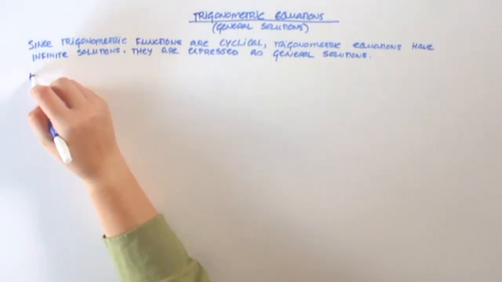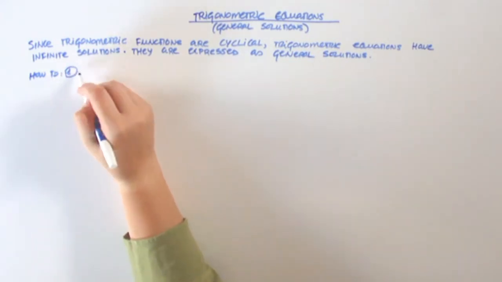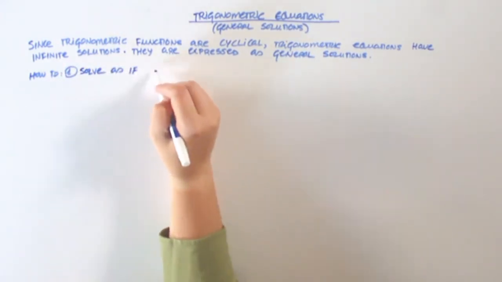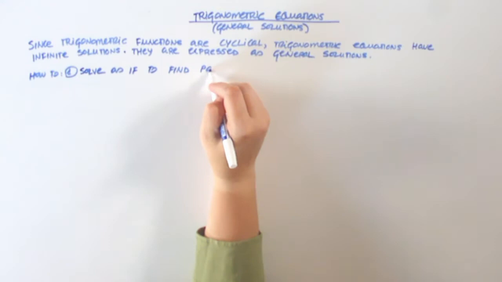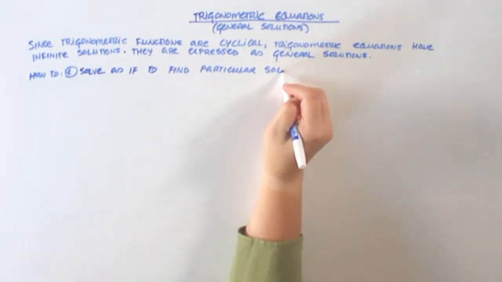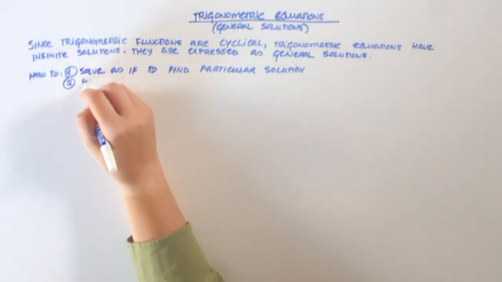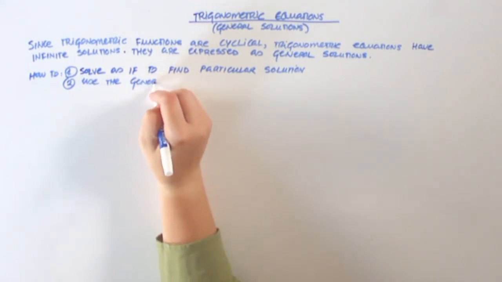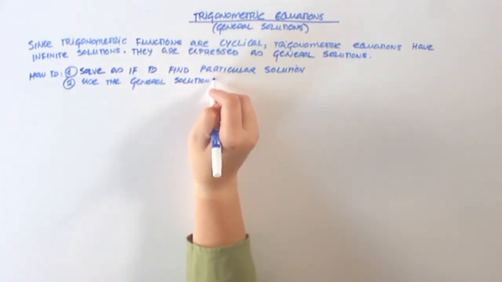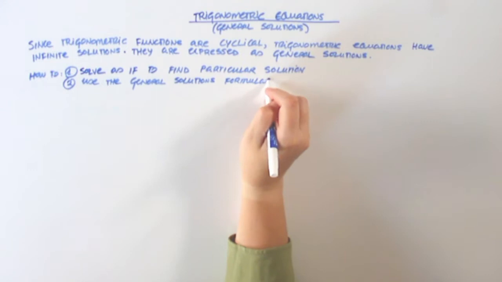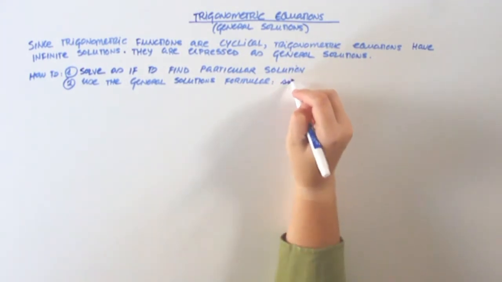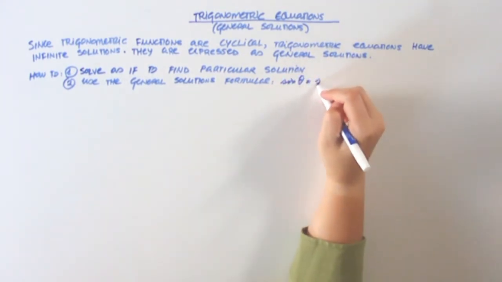For our how-to step by step, first we're going to solve as if to find a particular solution, what we did in our previous video. Then we're going to have to use the general solutions formula, depending on which trigonometric ratio we saw in the equation: a sine, a cosine, or a tangent.